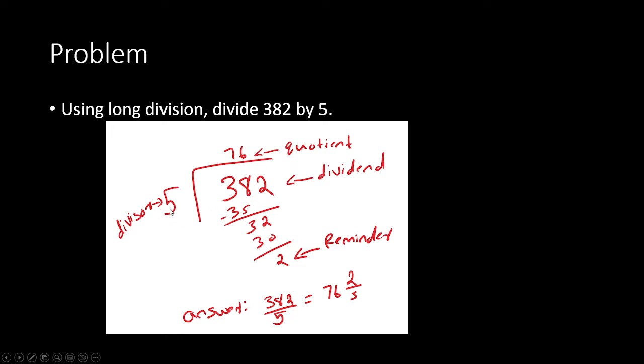The divisor is 5. So if I do 7 times 5, I get 35. Subtract 35 from 38. Bring down the 2. 6 times 5 is 30. The remainder is 2. And the answer we get is called the quotient. You could do the same thing with polynomials.